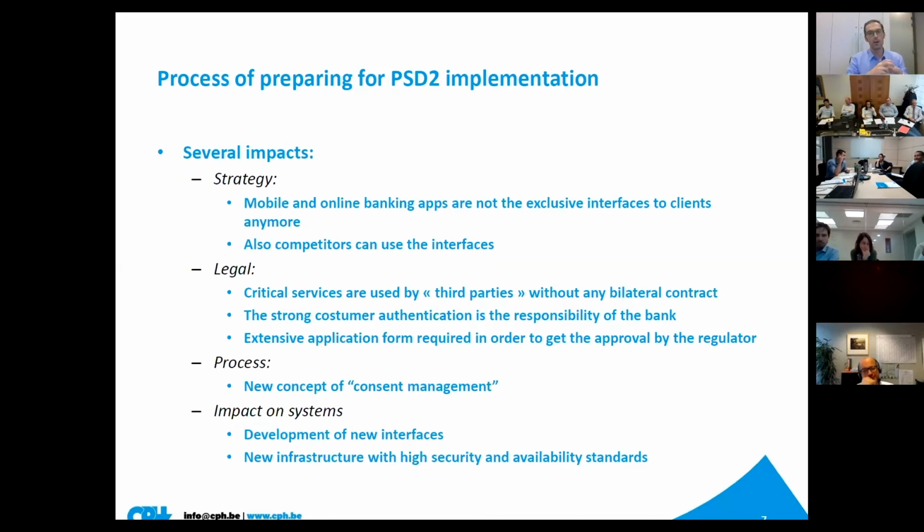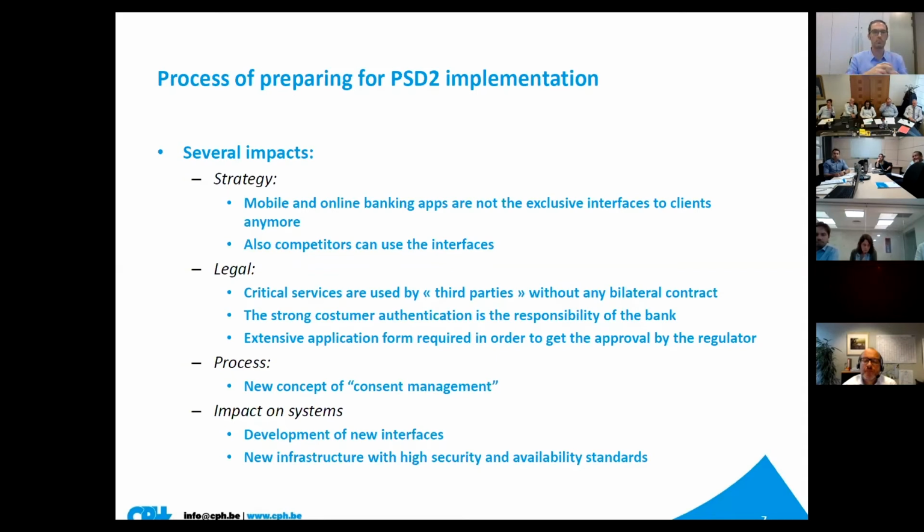From a legal point of view, the 3 services I explained are critical services, but they are used by third parties. We have no bilateral contract with those third parties. Those third parties are regulated by the national competent authorities, but we have no direct contract with them. Another legal point is that strong customer authentication remains the responsibility of the bank. For all the transactions or instructions coming from those third parties, we as a bank are still responsible for the authentication. This gives a lot of responsibility to the banks.